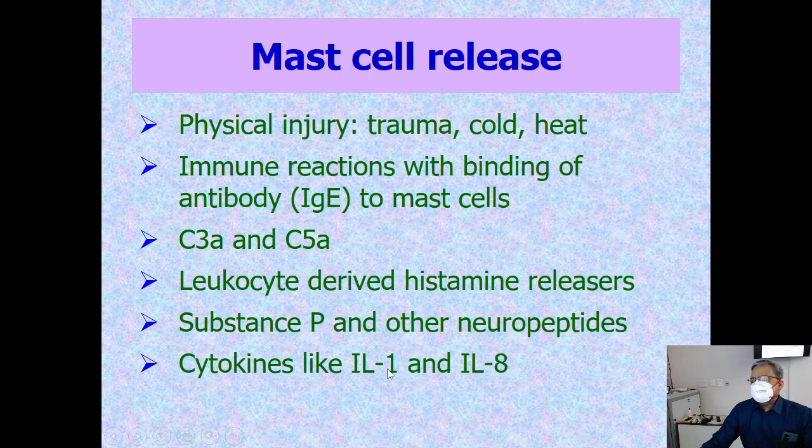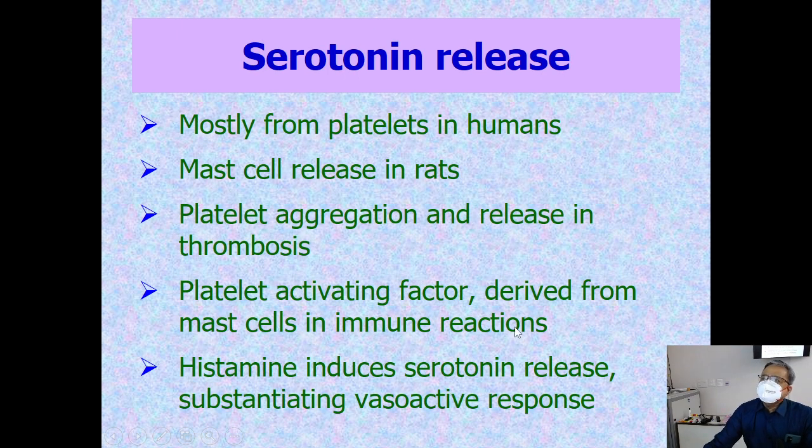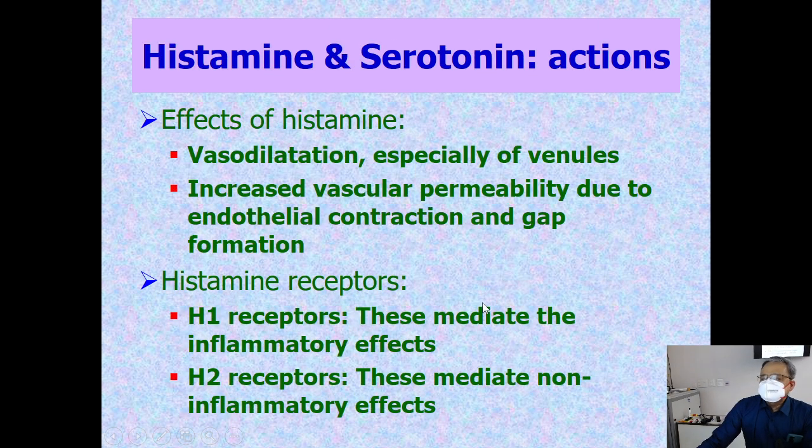Other things like interleukins can also do the same. Serotonin is not that important in humans, but is present in platelets. It is more important in rat models, which are extremely important because that's one of the organisms we use for studying various processes. Typically, they are released when there is platelet aggregation and release, which happens in thrombosis, which is an essential component of inflammation. What happens in inflammation? Blood vessels leak, the clotting mechanism gets activated in the extracellular tissue because of this factor, and you get a clot. And that thrombin will again cause platelet aggregation and more release of serotonin.